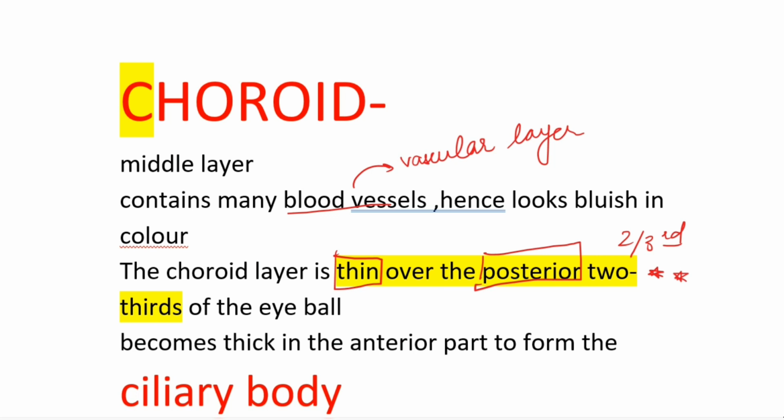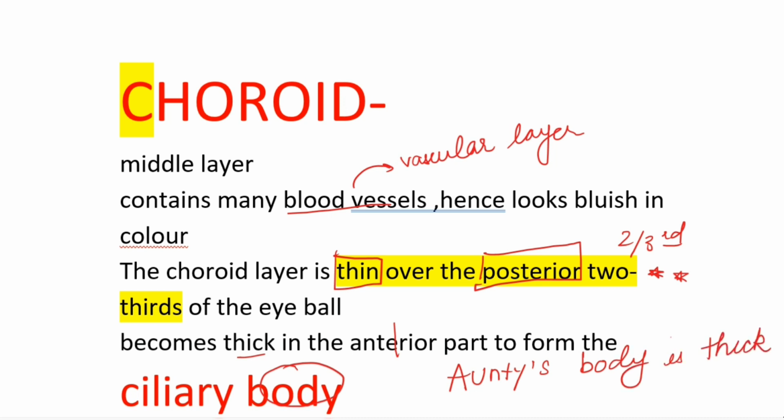Here I will tell you a short mnemonic or a trick to remember this, because sometimes when you see these statements in your MCQs, it might become a little confusing whether it's thick in the posterior or anterior. So here it is.